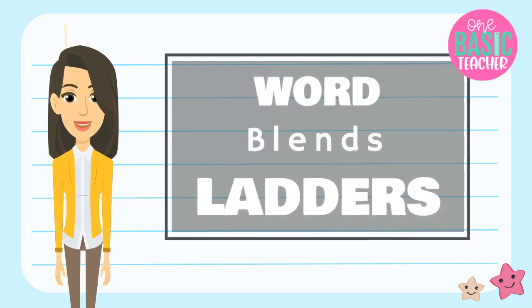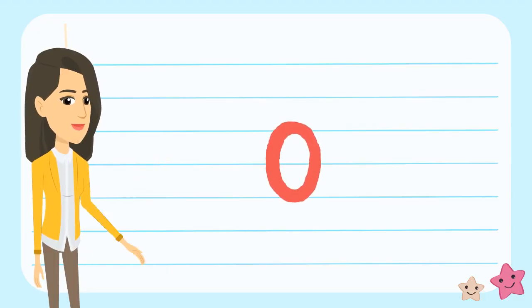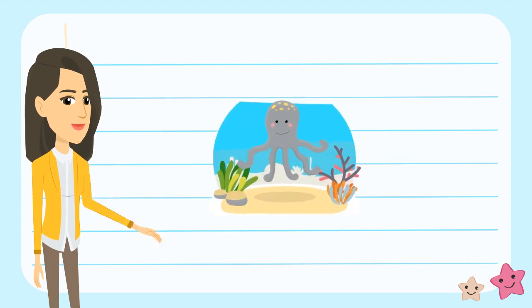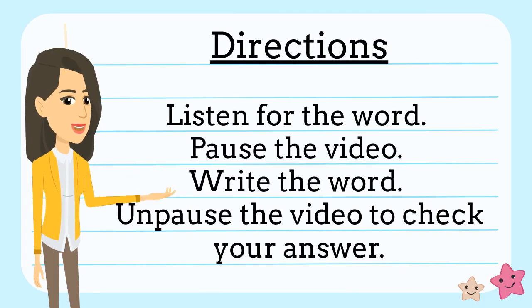In this episode, we will write some short O words with blends. The letter O has many sounds, but the short O sound makes the sound "ah" like an octopus. Here's how we're going to do this. Listen for the word, pause the video, write the word, then unpause the video to check your answer.